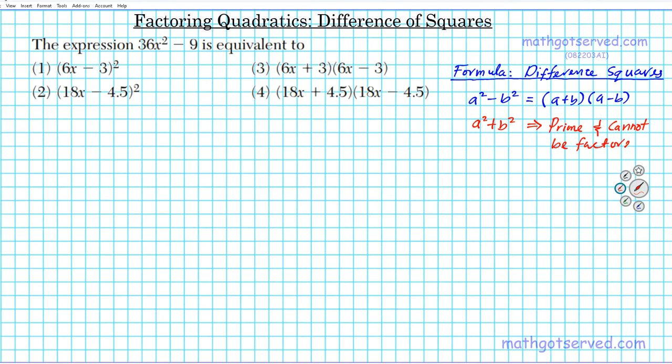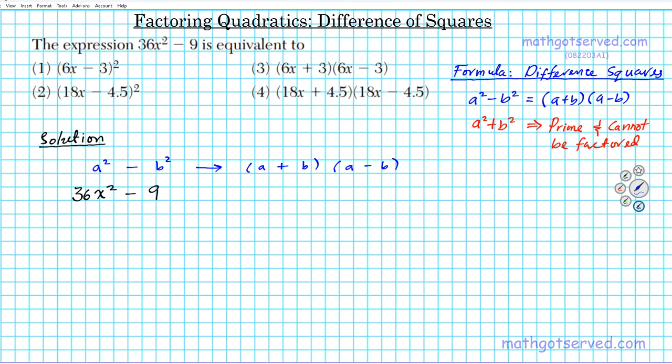So we're going to factor this expression using the formula we just highlighted. We have 36x squared, which is a square, minus 9, which is another square. So we have a difference of squares situation. Let's place the formula on top of this expression: a squared minus b squared factors into a plus b times a minus b. All we need to do is find our a and b, substitute them into this formula, and we're good to go.